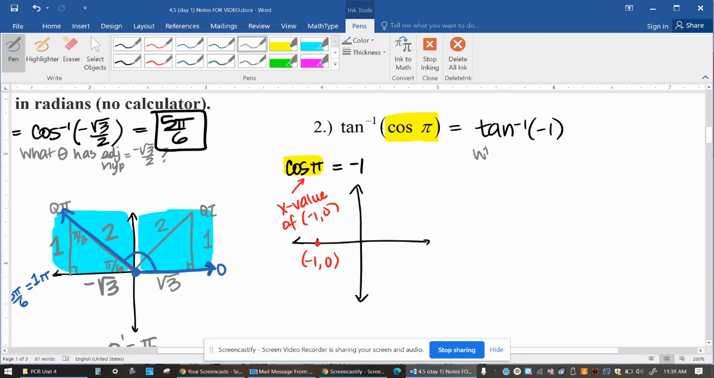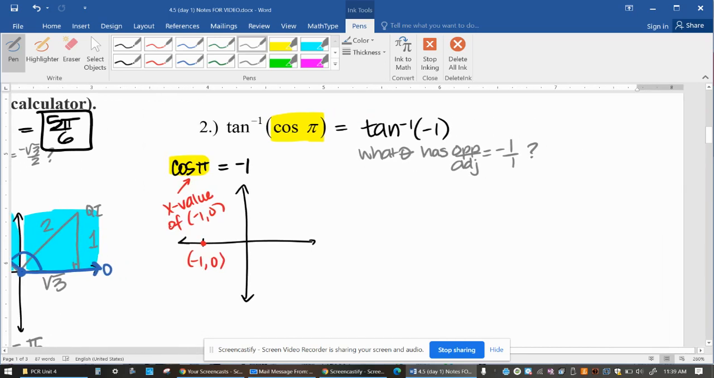This is asking you what angle has opposite over adjacent that equals -1/1. So I'm going to write it as a ratio, okay? So they've given us a ratio, which is -1 or -1/1, and they're asking me tangent inverse. So they're asking me for the angle.